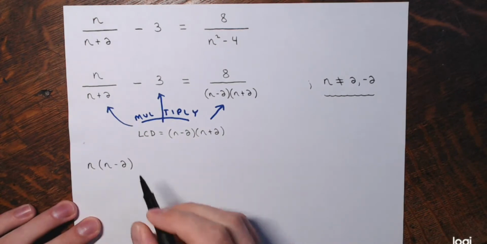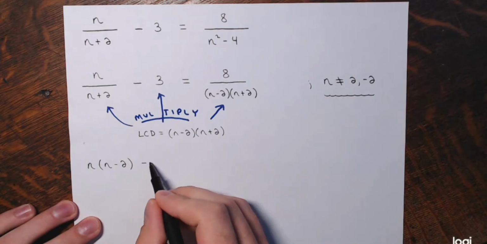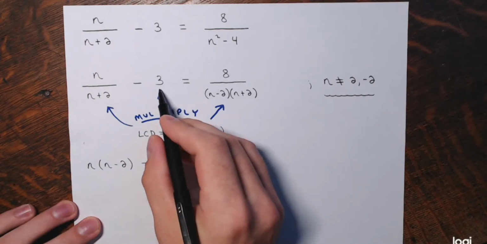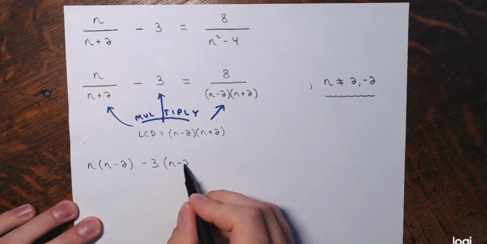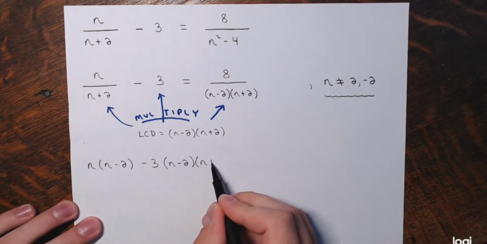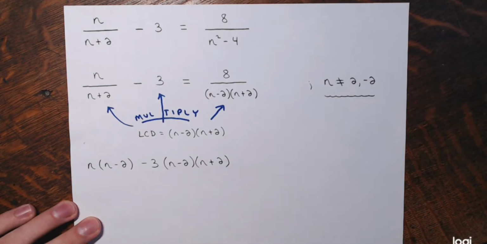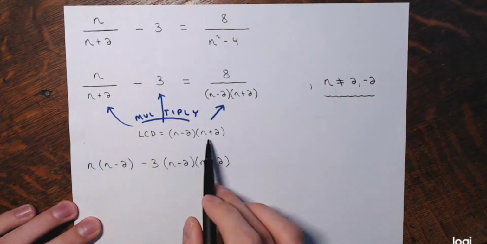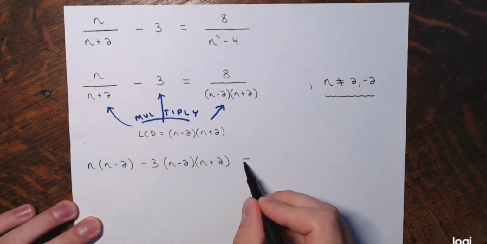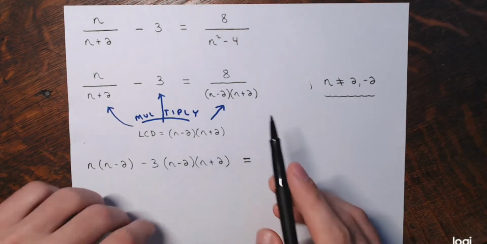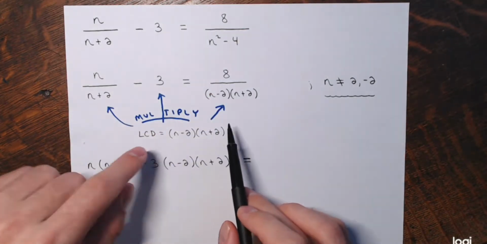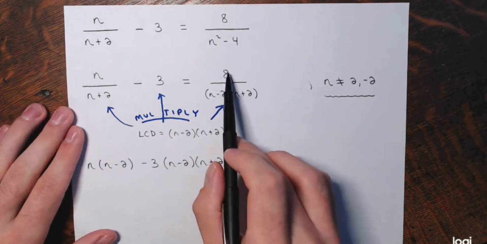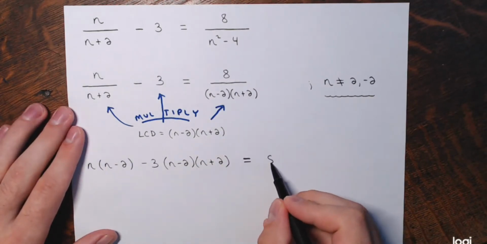All right. Then we have minus 3 times the LCD. Nothing cancels, right? There's no denominator to cancel. So both factors of the LCD are still there. So we have minus 3 times the LCD equals, and then the other side's real easy because both factors in the denominator cancel both factors of the numerator of the LCD, and I'm left with the numerator of 8.